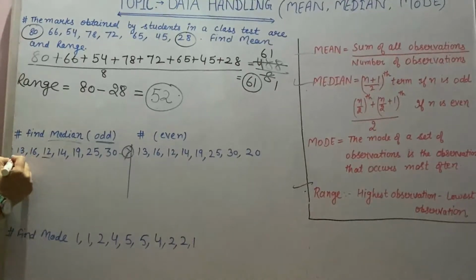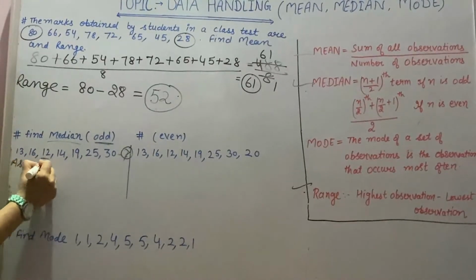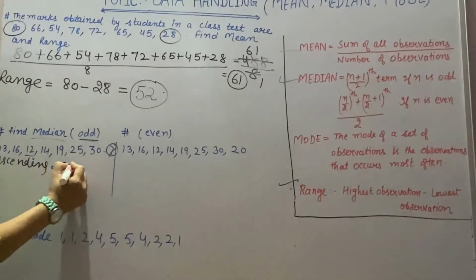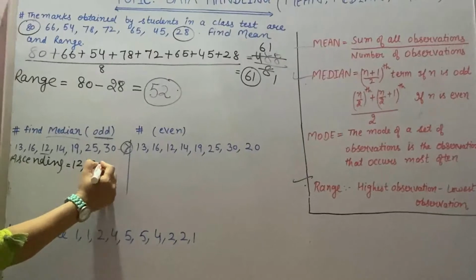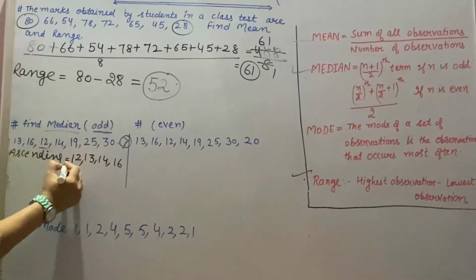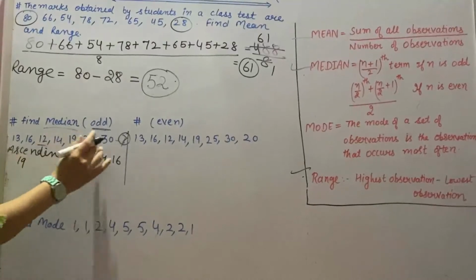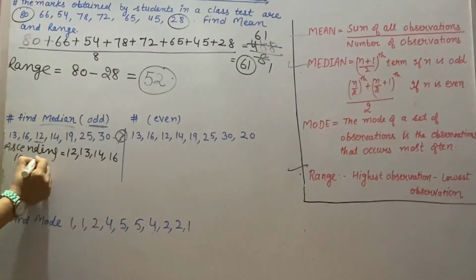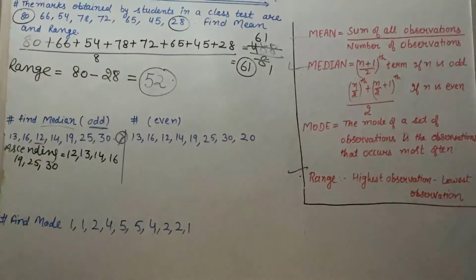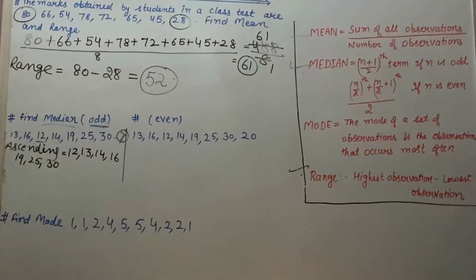First is 12, in ascending order 12, then 13, 14, then 16, 19 and 25, 30. This is the ascending order of the given numbers.